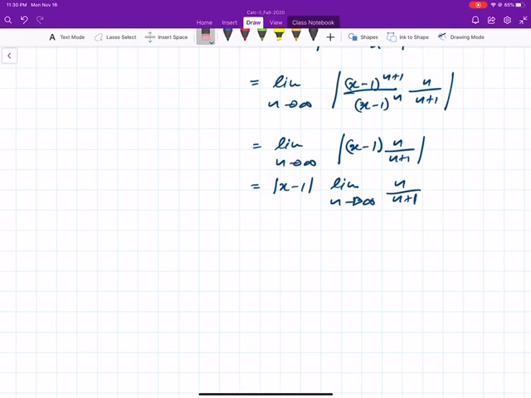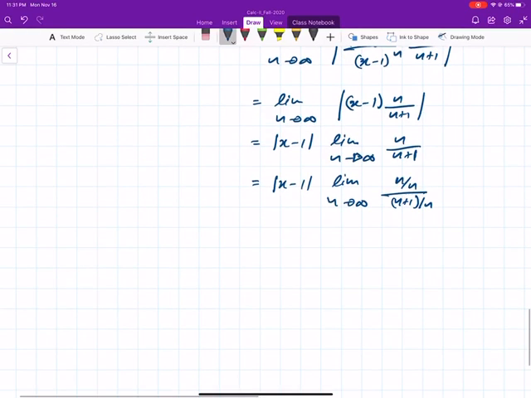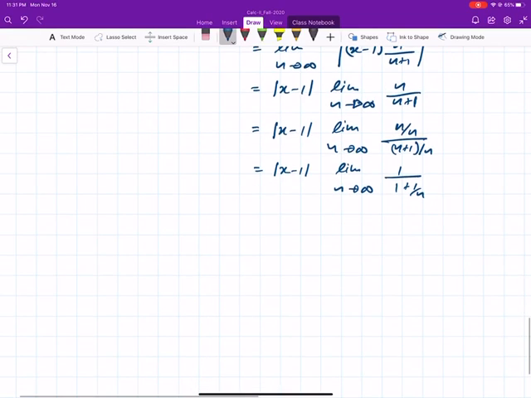Now just simplify further. This equals the absolute value of x minus 1, keeping that as it is, and then you work on the limit as n goes to infinity of n over n plus 1. You divide numerator and denominator by n, so it becomes 1 over 1 plus 1 over n. Then apply the limit: you get the absolute value of x minus 1 times 1 over 1 plus 0, and finally you get the absolute value of x minus 1. That is your rho.